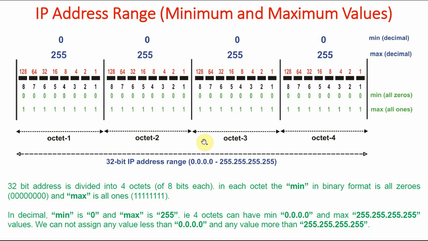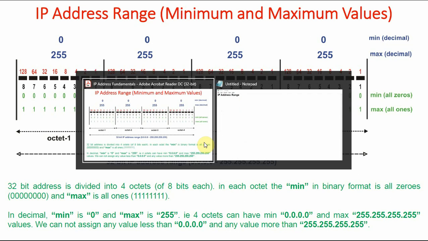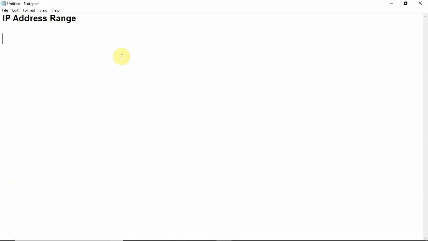Now here we want to find out the IP address range. That means what is the minimum address we can give, and what is the maximum IP address that can be given to the systems. So for that we are just going to open our notepad. We just want to find the IP address range.